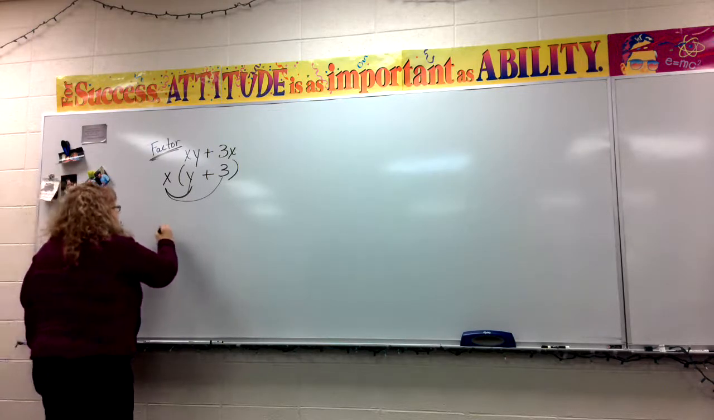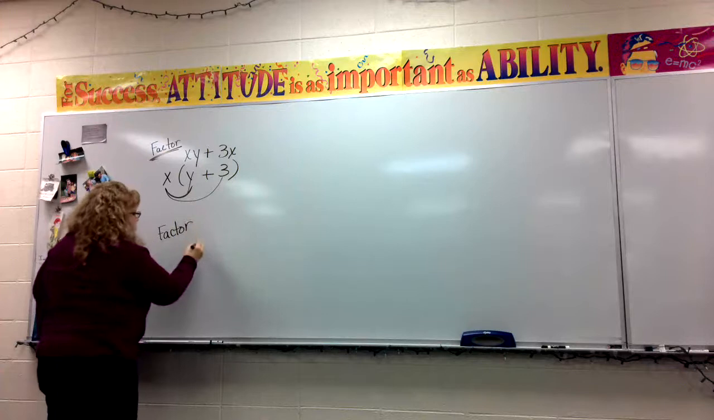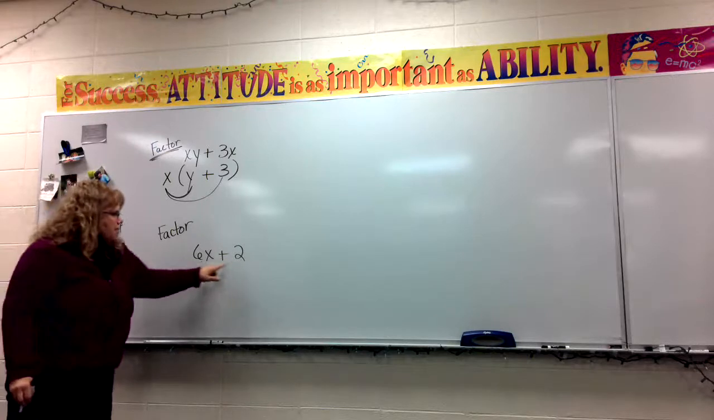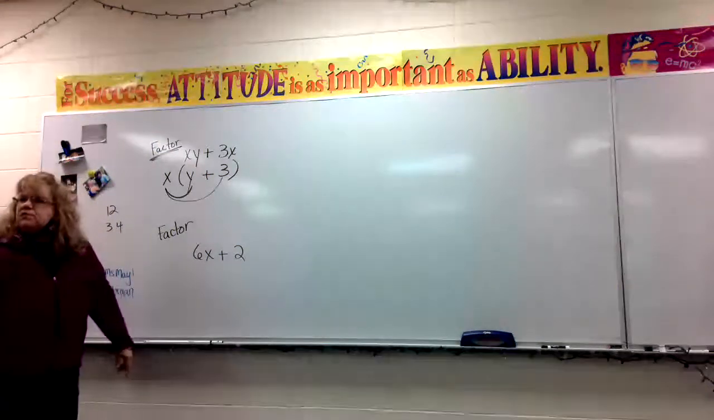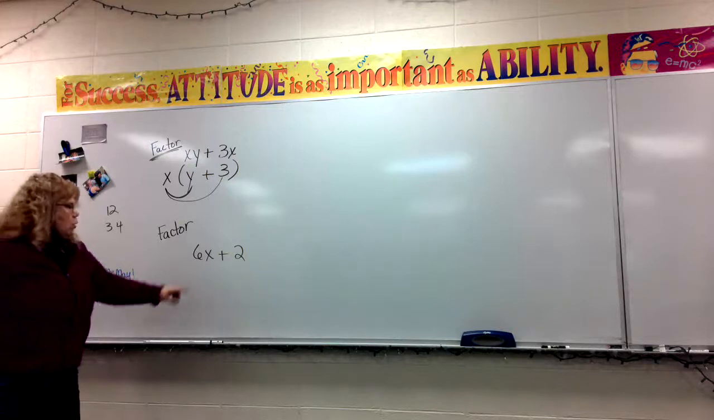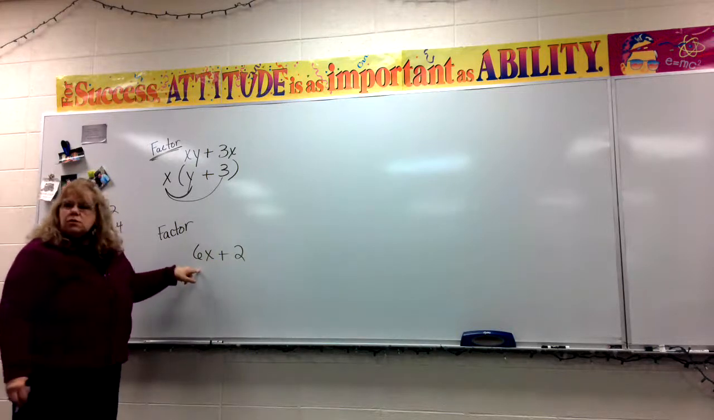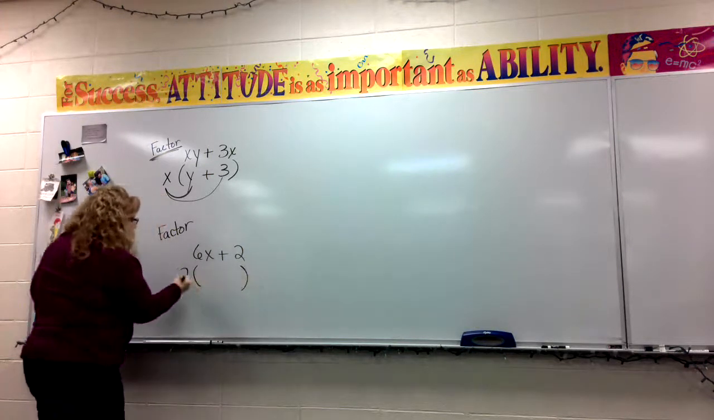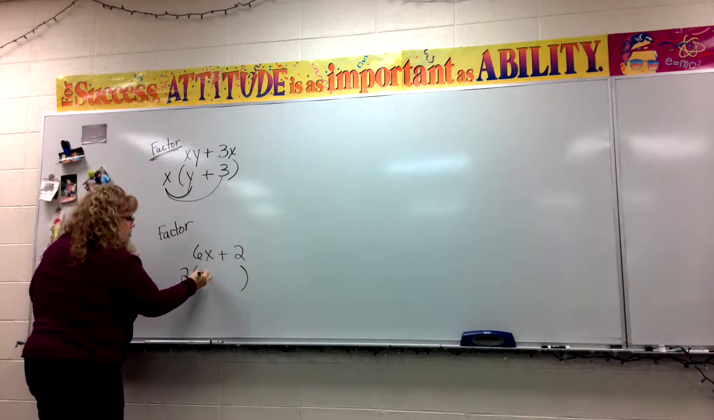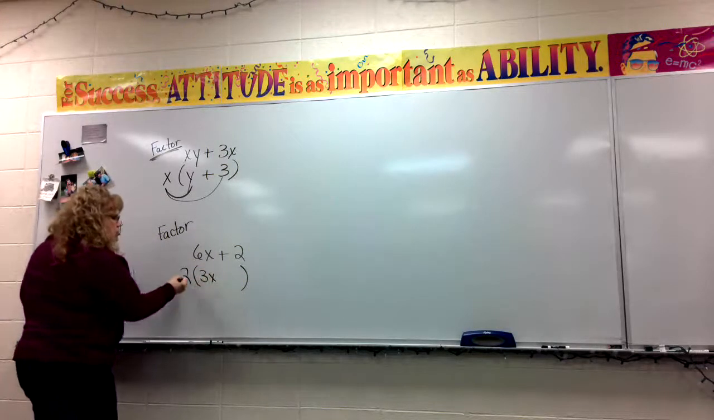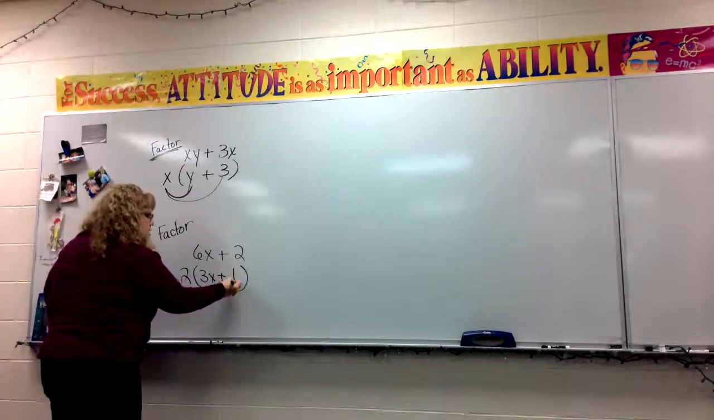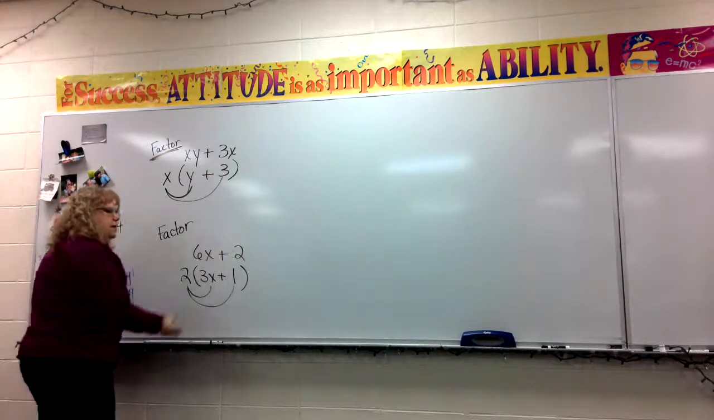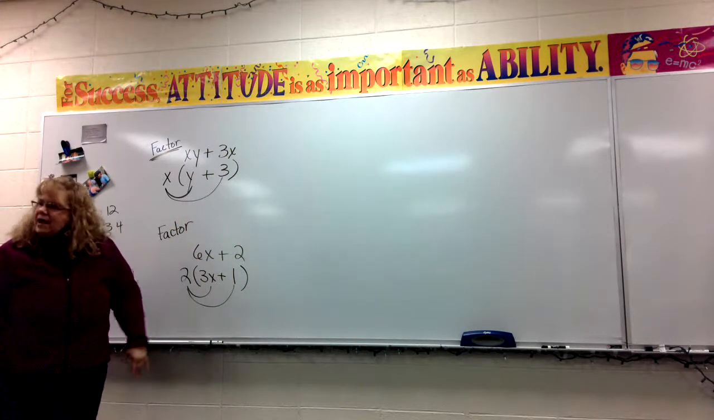So if I ask you to factor something like 6x plus 2, what do these have in common? It doesn't have to be just a letter, it could be a number. What factor goes into both of those? Right, 2. 2 times what is 6? And then you have the x. 2 times what is 2? Yeah, you have to put the 1 there so that when you multiply it out, you get back what you started with. Do you remember that kind of factoring?